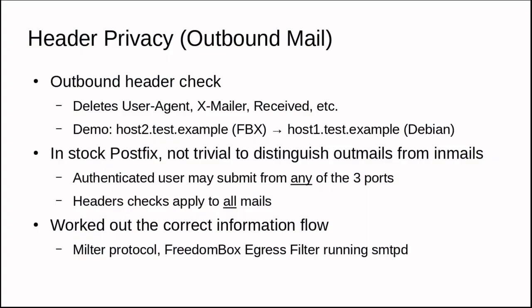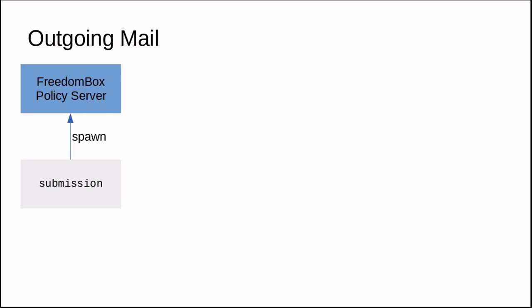In stock Postfix, it's not trivial to distinguish outbound mails from inbound mails. This is because an authenticated user may submit from any of the 3 ports, and header checks are applied to all mails, not just outbound mails. Nevertheless, I worked out the correct information flow that allowed me to implement an egress filter. This is done by using the milter protocol and a separate SMTPD process. When an outbound mail is submitted via any of the 3 open ports, the policy server checks the user's authorization to use that email address.